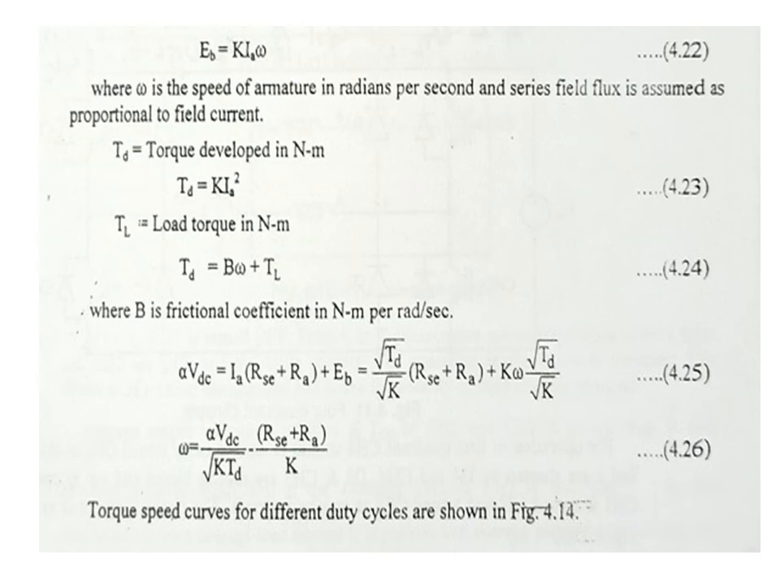Now this is the finalized steady state speed equation of DC series motor connected to a chopper circuit. So here, in this alpha VDC, if you vary the alpha value, consequently you will vary the output voltage, and consequently we will vary the speed of that particular machine.